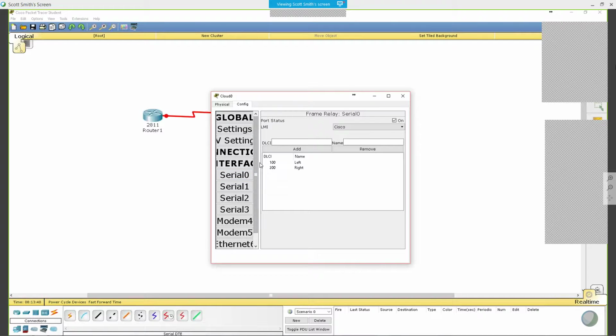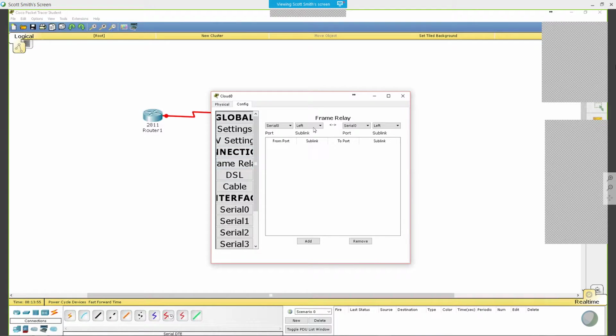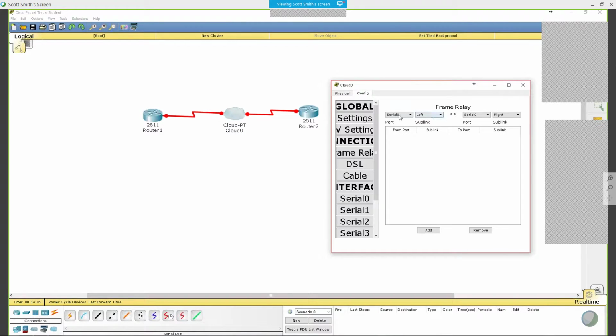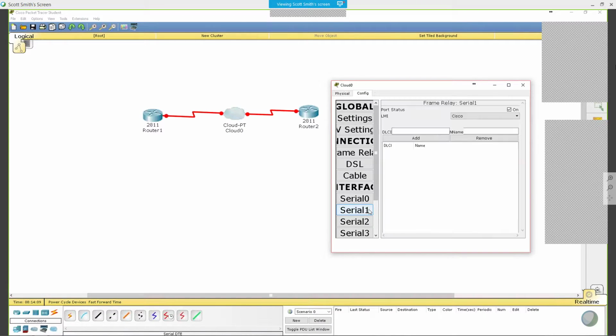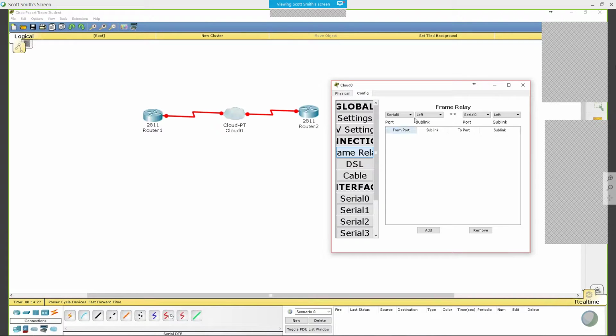I don't know why the heck this is all jacked up. So left to serial 1, which is on the right. Why is that serial 0 to serial 0? Oh, I know what I did wrong. Stupid me, I added 2 DLCIs to serial 0. I don't want to do that. I need to add it to serial 1, so that's 200, that's going to be on the right. I said it was so simple, didn't I? That's left, serial 1 is right. There we go.